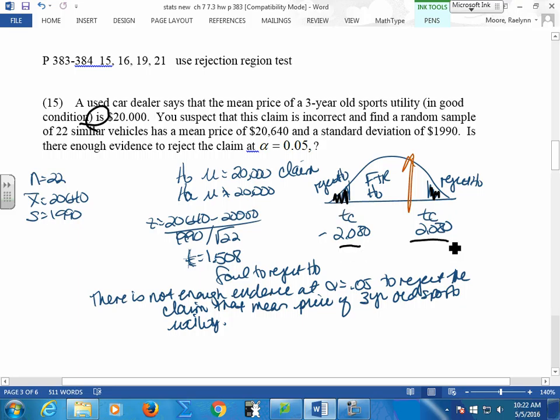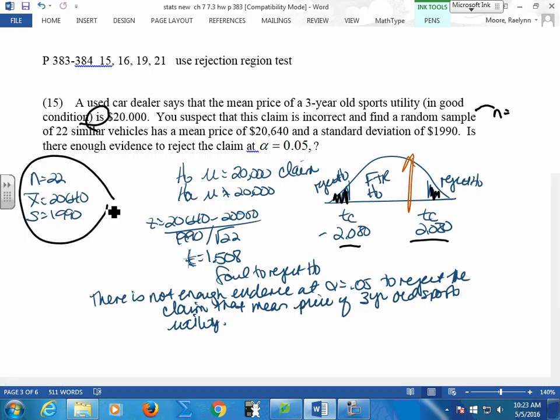That comes after you look at your sample. You suspect it's incorrect, so you sample 22, and I put it over here. Notice we have a sample standard deviation because it's in the same sentence. It's not a population standard deviation. And is there enough evidence to reject this claim? Reject also tells me my claim is H0.